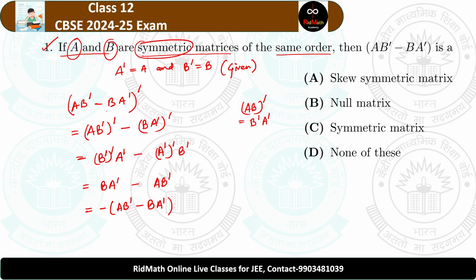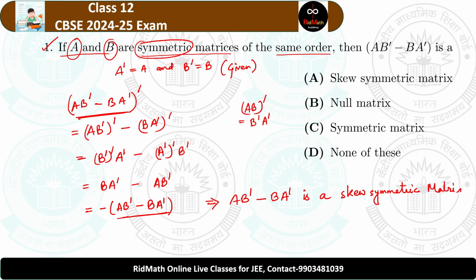That means if we transpose this matrix, we are getting minus of this matrix again. So that implies that A B transpose minus B A transpose is a skew symmetric matrix. Okay, option A is correct. Next problem.